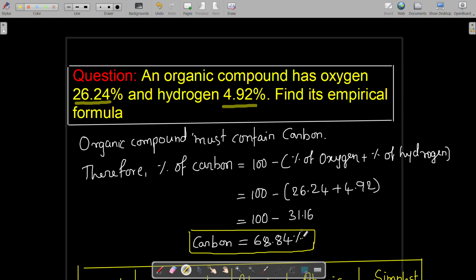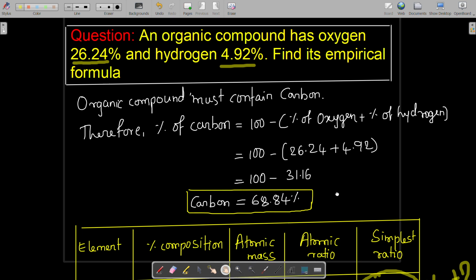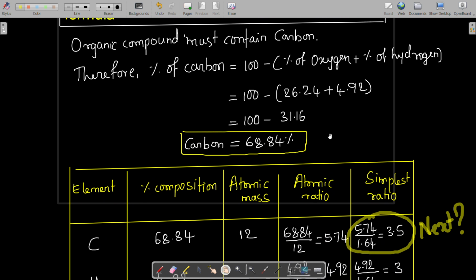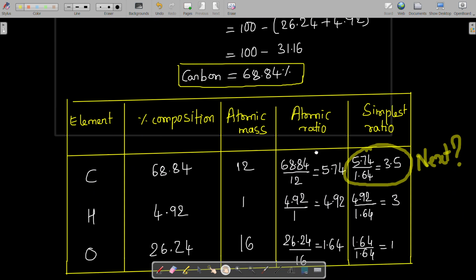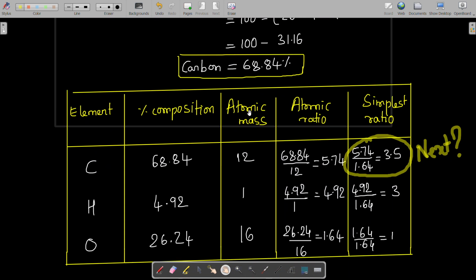So I have already calculated that, and we are getting the carbon percentage 68.84%. Next we have to make the columns like this: element, percentage composition, atomic mass, atomic ratio, and simplest ratio. Elements are carbon, hydrogen, and oxygen. Percentages: 68.84%, 4.92%, 26.24%. Atomic mass is 12, 1, 16.